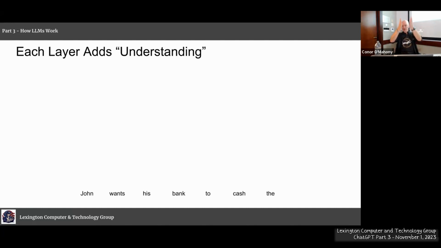Each of those heads goes up into its own feed forward network. And then this is layered, stacked on top of each other, one after another, 96 times. And so what in essence happens is each layer, we're building more and more understanding. So a very simple conceptualization is, let's say we've got a sentence, John wants his bank to cash the check.